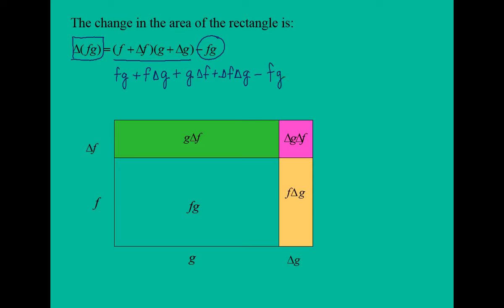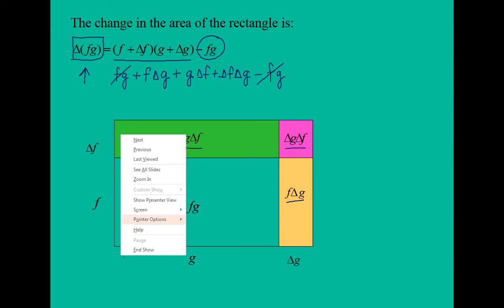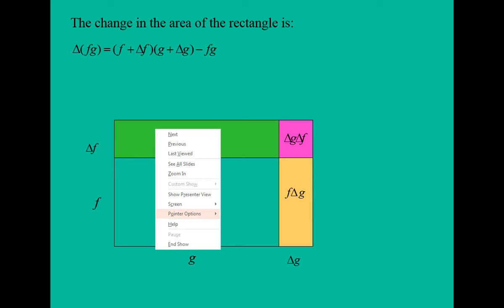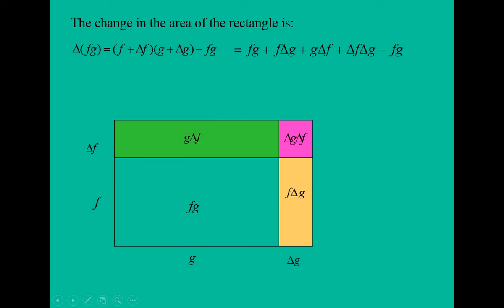f times g. And here we would be left, now you can see f times the change in g is here, plus g times the change in f is here, and the change in g times the change in f here. So that represents our change in f times g, our colored areas.